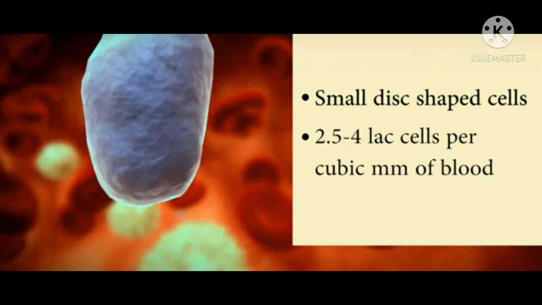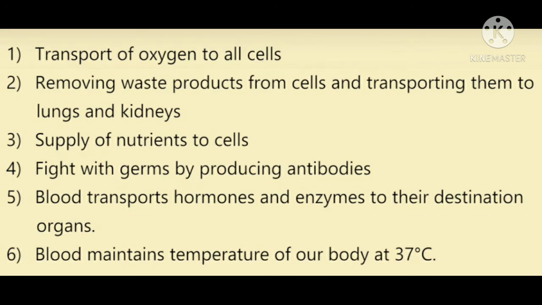Blood platelets or thrombocytes. These are very small disc-shaped cells, usually 2.5 to 4 lakhs are present in 1 cubic millimeter of blood, but sometimes the count of platelets may decrease drastically. This may happen if a person suffers from infections like malaria, dengue. Thus, all the blood cells are playing important functions in our body.